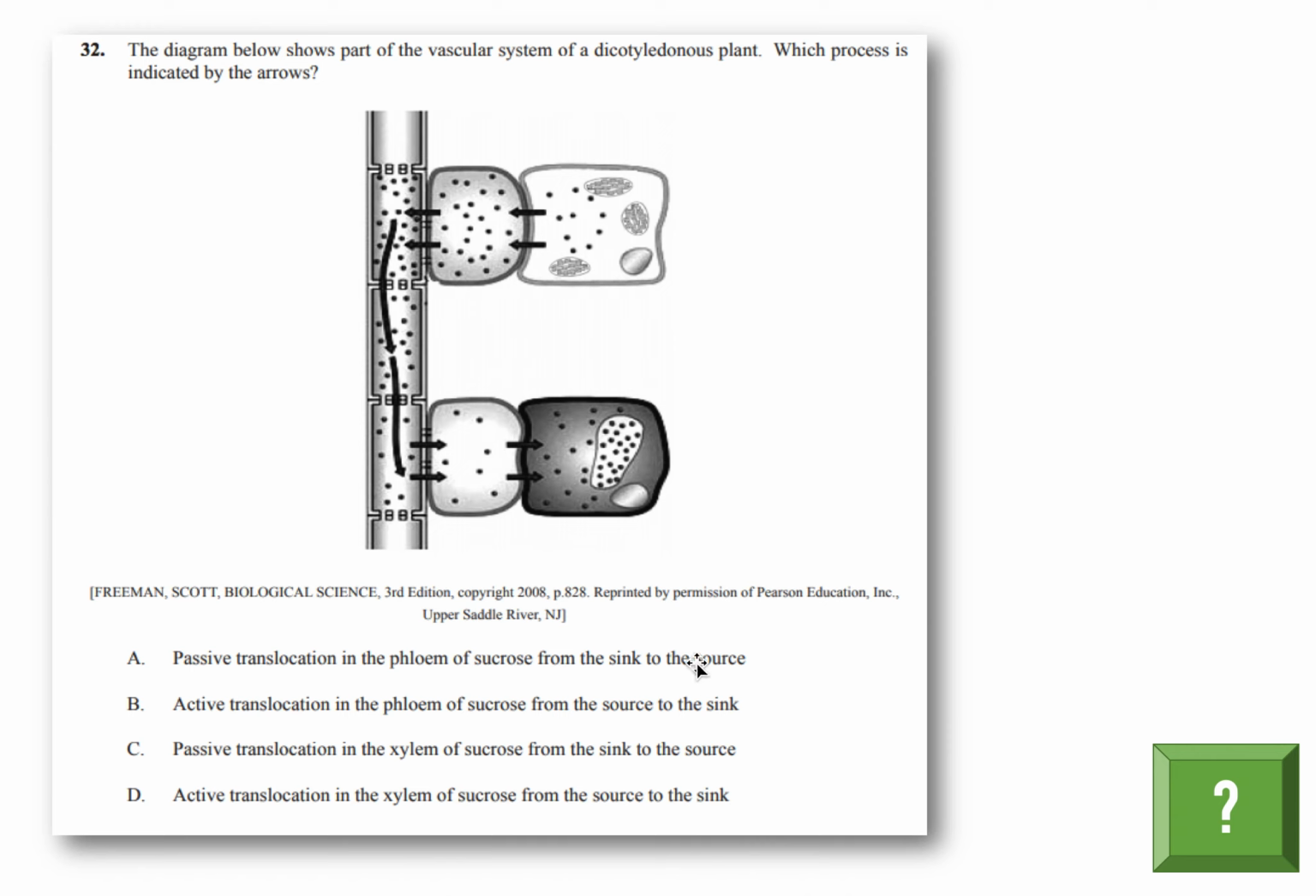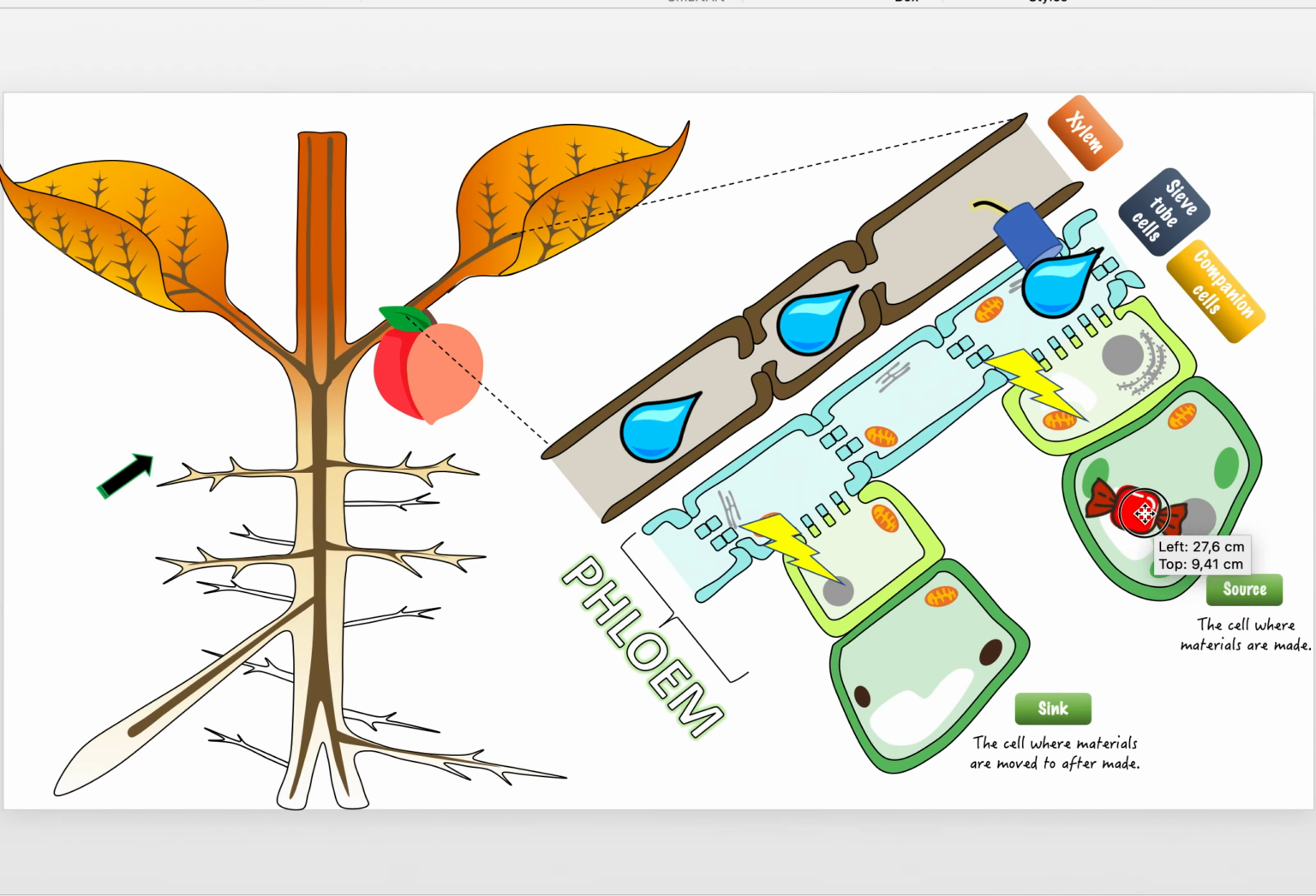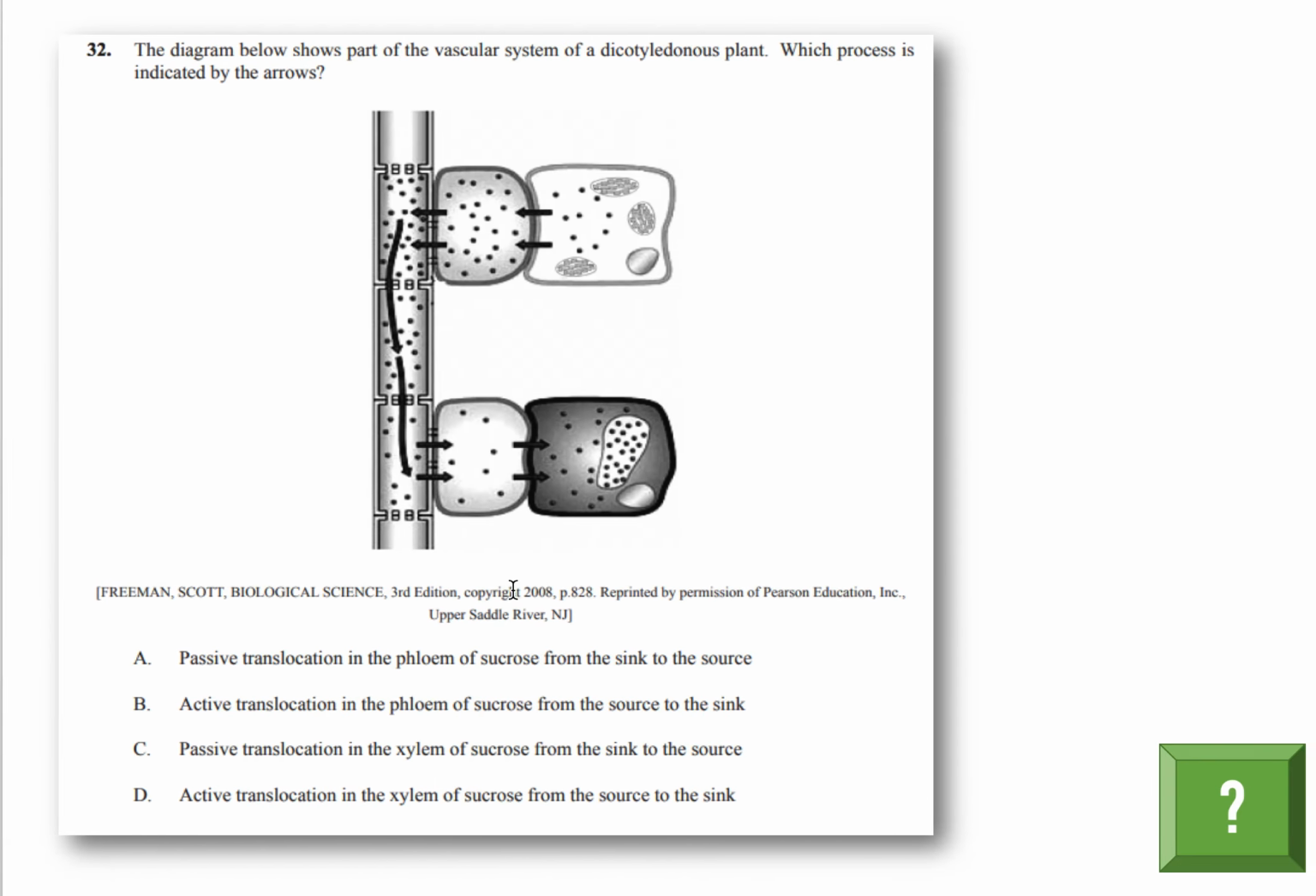From the sink to the source, this is what's wrong. From the sink to the source, we know it moves from the source all the way down to the sink, not the opposite way, okay? The source makes it, the sink receives it, okay? So that's what's wrong with A.